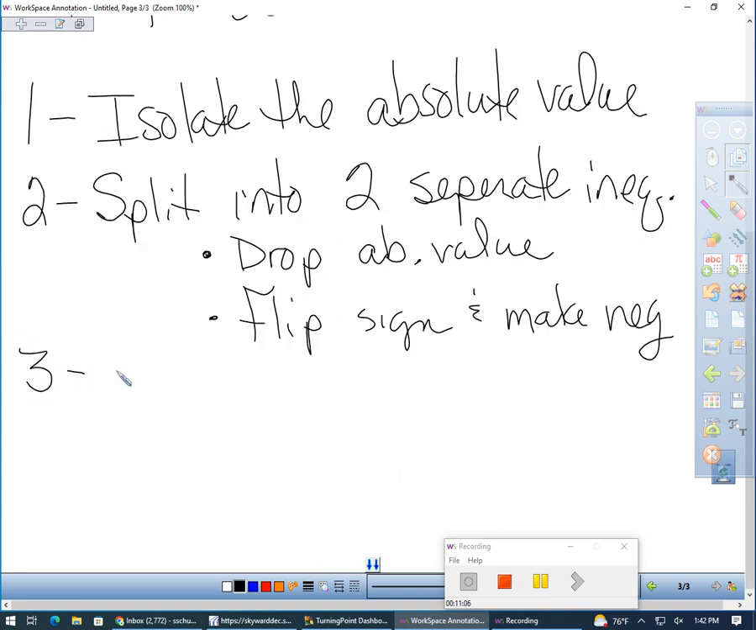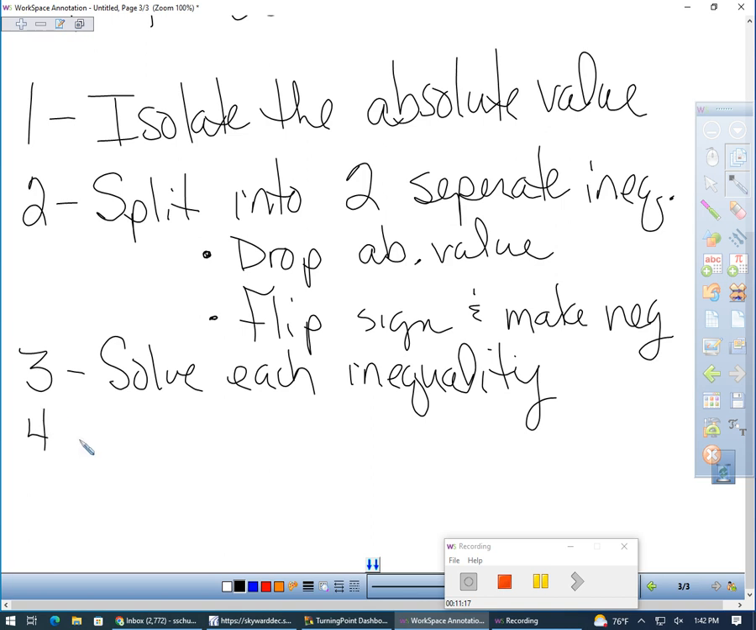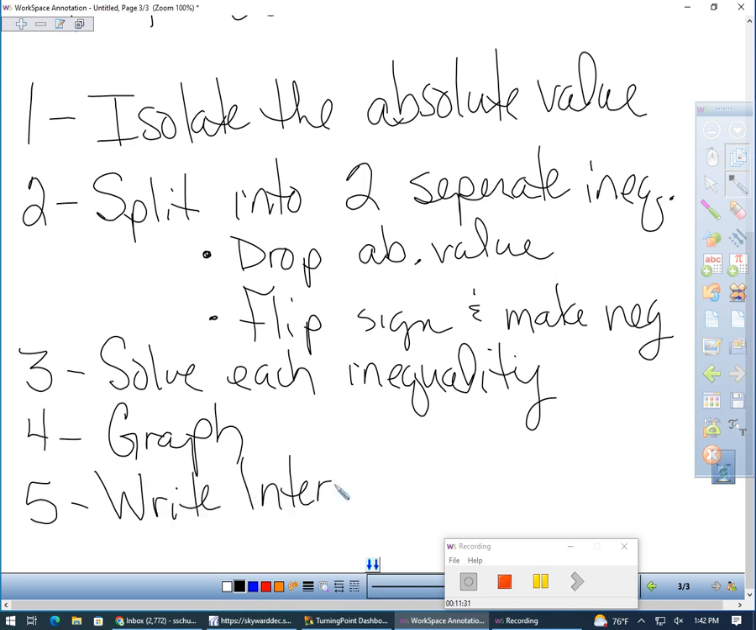Step 3, you're going to solve each inequality. And of course, when we solve an inequality, that means step 4, you're going to graph it. And of course, if you solve an inequality and you graph an inequality, you're also going to write the interval notation. Alright, so let's try a couple of these.